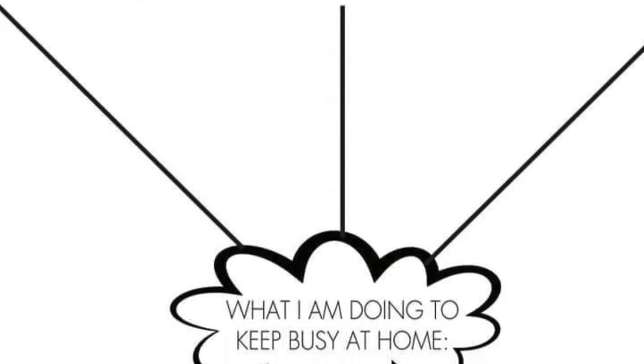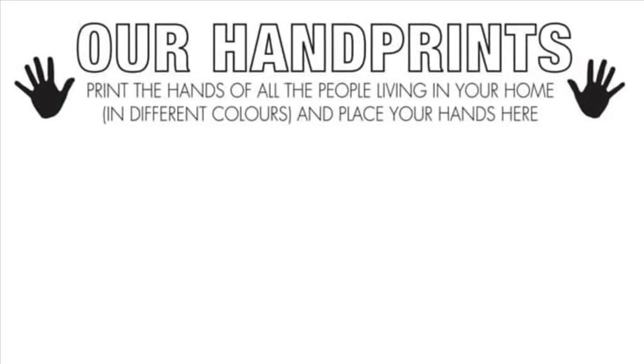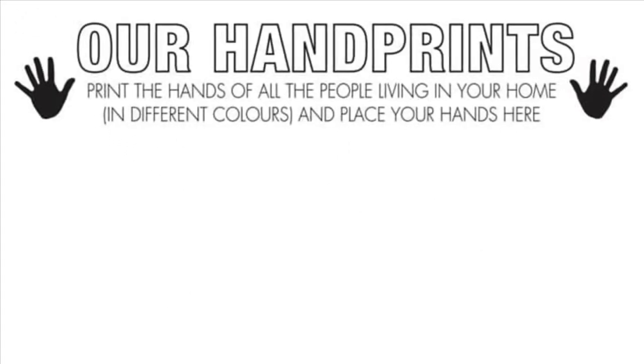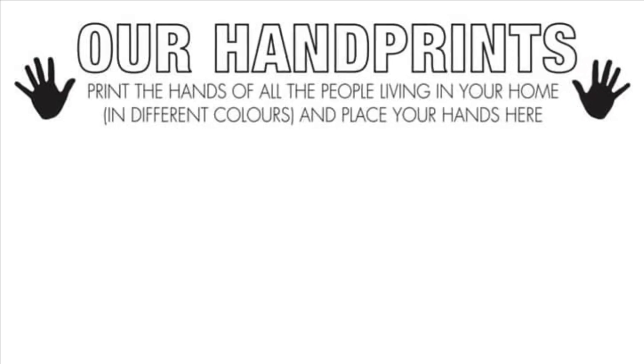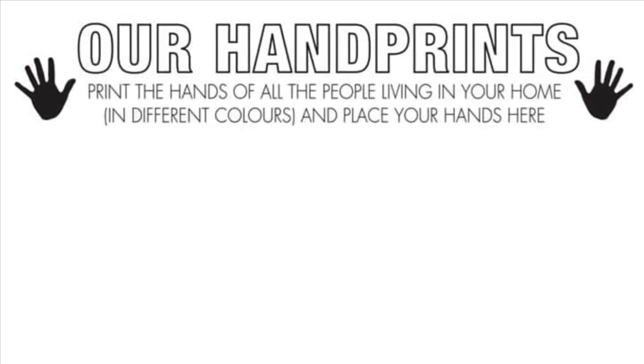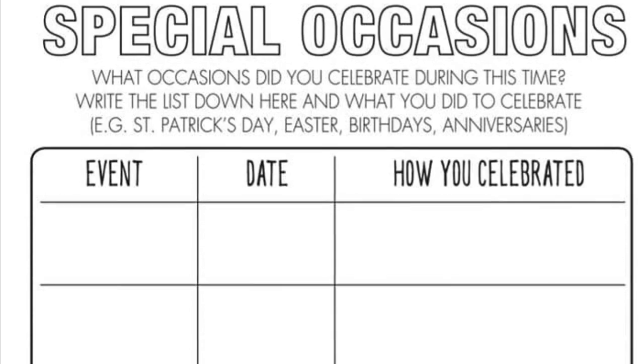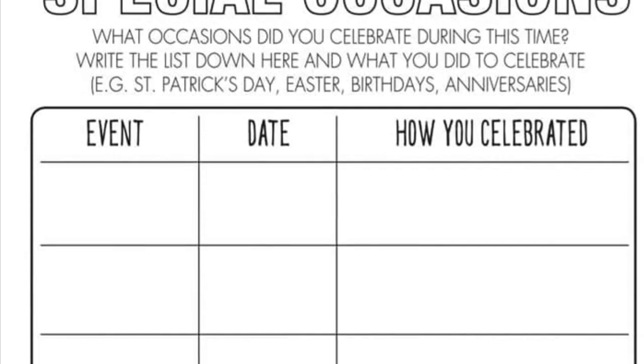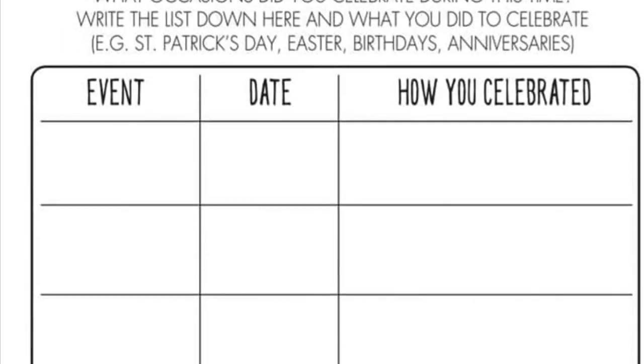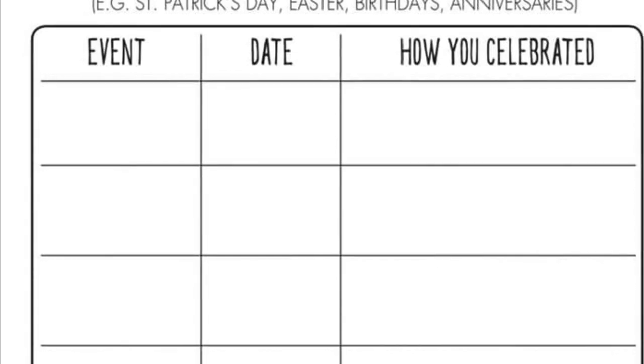Record your handprints and maybe some of the handprints of the people in your house. Record them in different colours. Now you can use this page over and over. Any special occasions or any special events that happened. I know we've been clapping for the NHS. That happens on a Thursday at 8 o'clock, so that might want to get put in there.